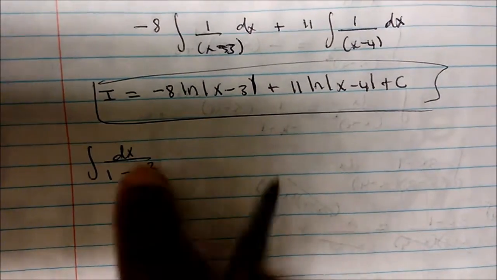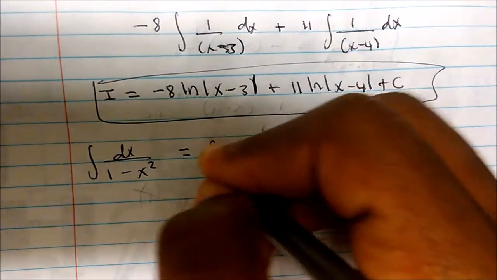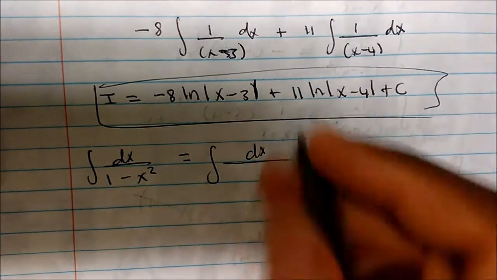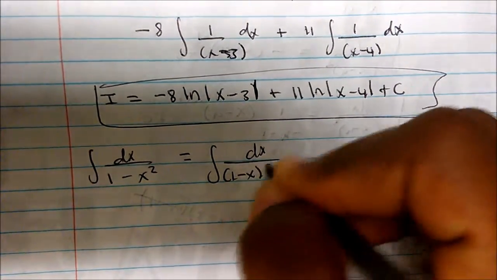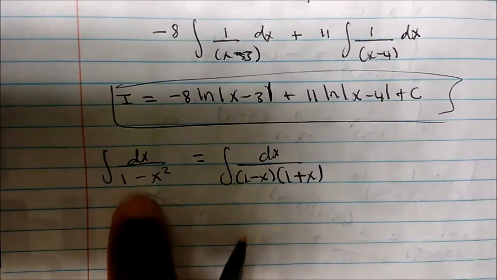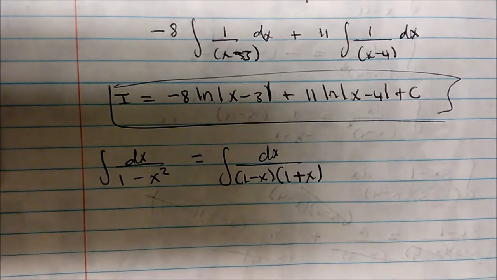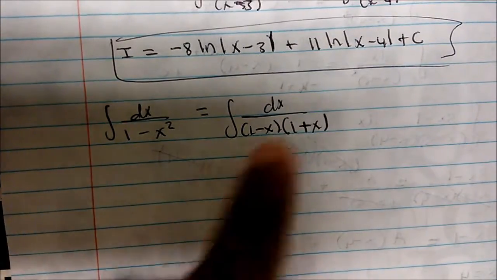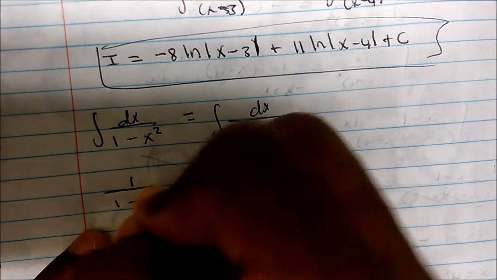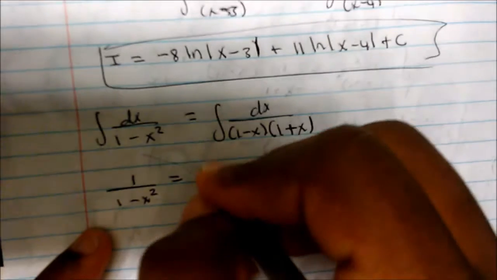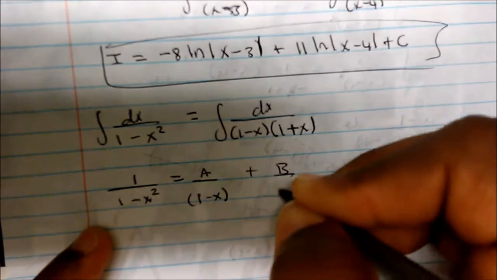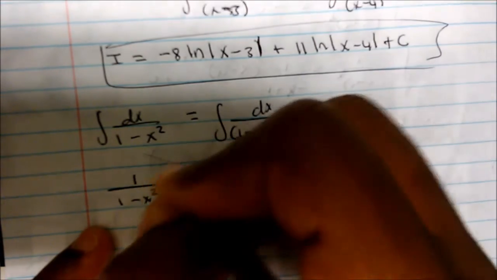Okay, well, it looks to me that this is factorable. So the first thing I look for is to see if it's factorable. If it's not, then we're dealing with quadratic factors. Okay, so we could factor this into 1 minus x times 1 plus x. Okay, so this is equivalent to this. And the idea is now that I could just go ahead and decompose. So this now becomes 1 over 1 minus x squared, and that is equal to a over 1 minus x plus b over 1 plus x.